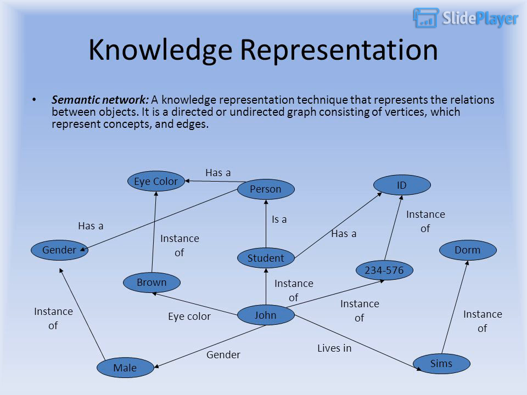Gender: male. Person, student, John. ID: 234 to 576. Dorm: Sims. Eye color: brown. Edges are labeled with relations such as instance of, lives in, has a, is a.